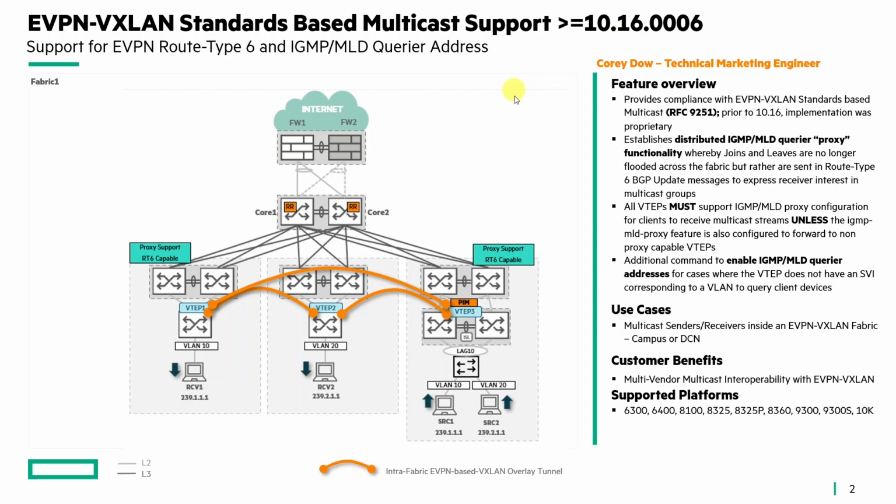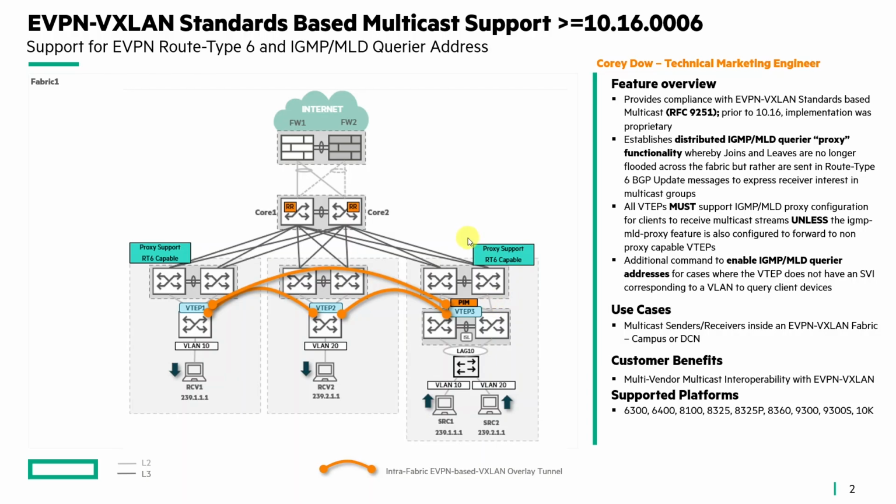And so what this provides, as we see in the bullets here, is compliance with EVPN-VXLAN standards-based multicast support as defined in RFC 9251. Prior to 10.16, the implementations were proprietary. And all that really means is that the membership reports by these clients were flooded across the network as opposed to utilizing BGP update messages as defined in RFC 9251. So this feature support will now eliminate the need to flood that across the overlay, which was the proprietary approach.